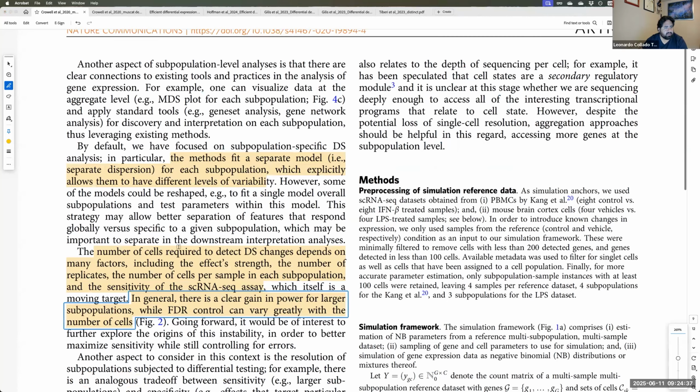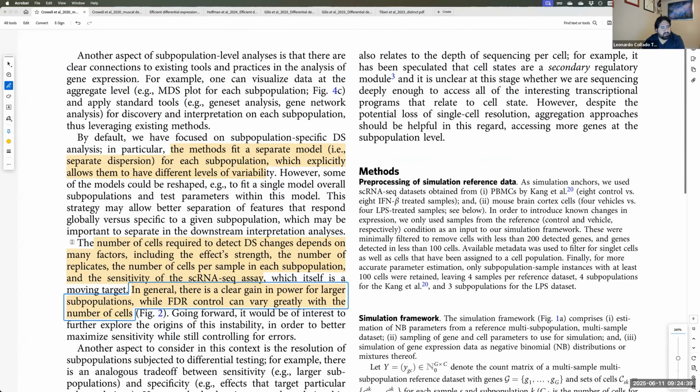So, discussion. They summarize what I just talked about in this paragraph over here, where they say the number of cells required to detect these changes depends on many factors, including the effect strength, right? That's how different the expression really is, the number of replicates, the number of cells per sample in each subpopulation, and other properties about the single-cell RNA-seq assay. So that's a bit of the summary here.